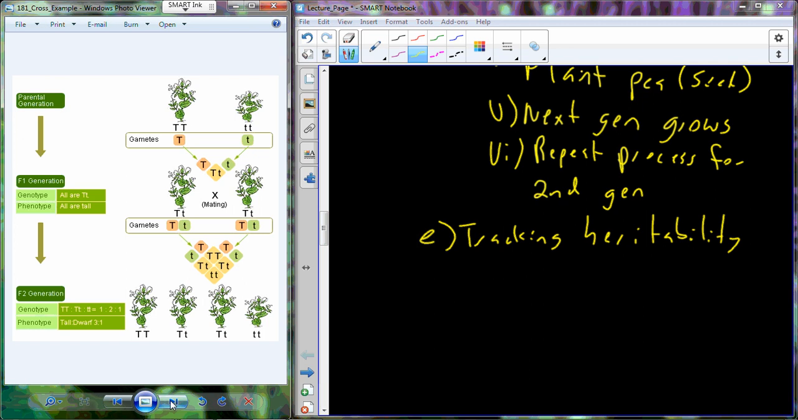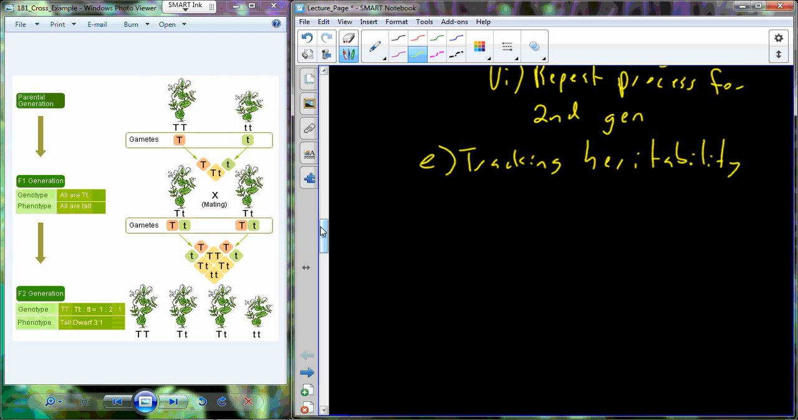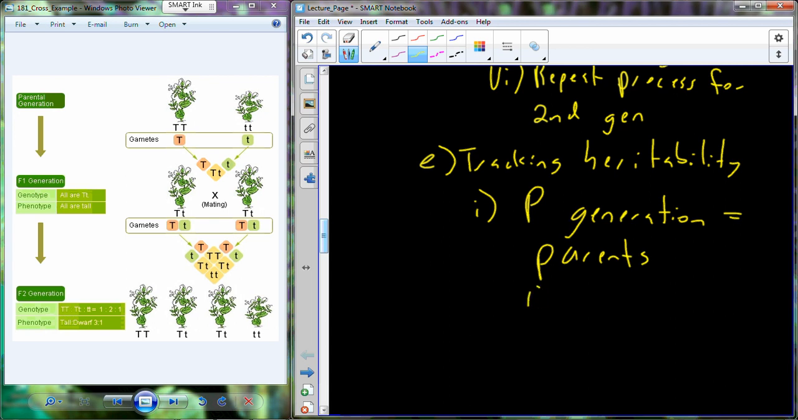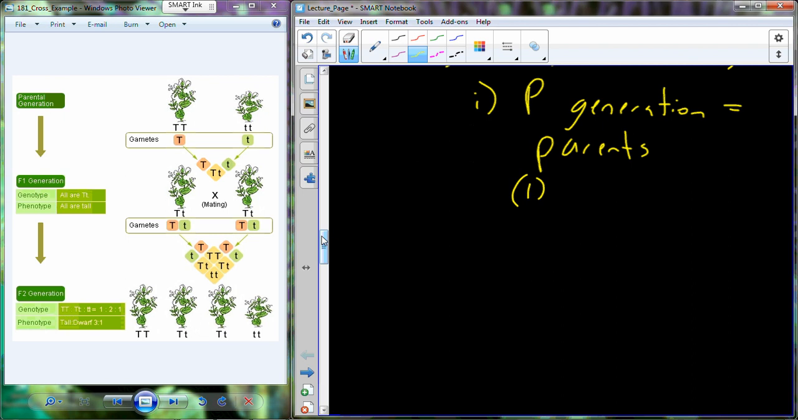So here's that cross, our tall and our dwarf plants being crossed, generating an F1 generation, then generating an F2 generation. So whenever you're looking at these heritability studies in classical genetics, you start out with the P generation, which is the name for the parents. So our P generation in this example is going to be a tall plant bred to a dwarf plant.